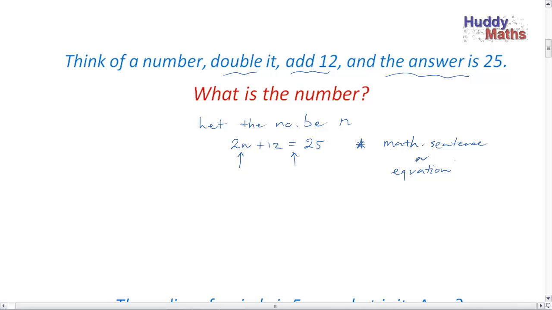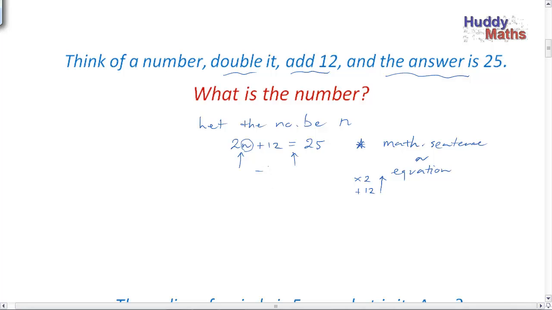What is the number? Well, what we could say is let's have a look at the number. There it was there. Well, that stood for the number. And what's been done to n? It's been times by 2 or doubled. Then 12's been added. And the answer is 25. Shall we unpack it? Let's go opposite operations in reverse order.